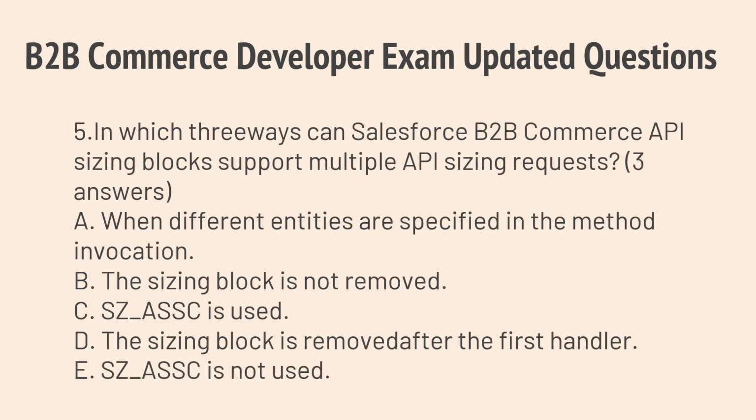5. In which 3 ways can Salesforce B2B Commerce API sizing blocks support multiple API sizing requests? 3 answers. A. When different entities are specified in the method invocation. B. The sizing block is not removed. C. CSZ_ASSC is used. D. The sizing block is removed after the first handler.